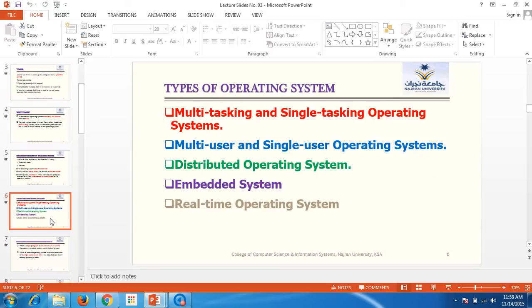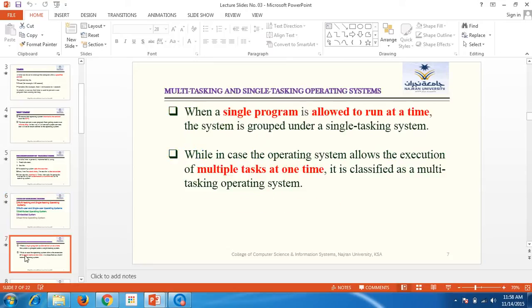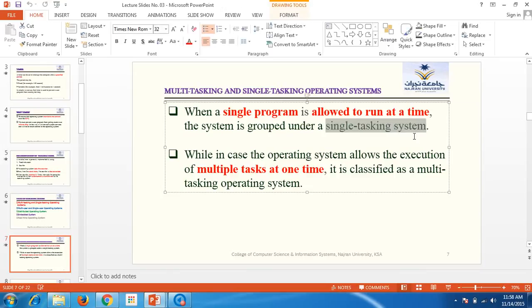Next we discussed the types of operating system, and we discussed 5 different types: multitasking operating system and single tasking operating system. In single tasking, when a single program is allowed to run at a time, the system is called a single tasking operating system. But whenever we can run more than one program at a time, or multiple tasks at a time, it is called a multitasking operating system.